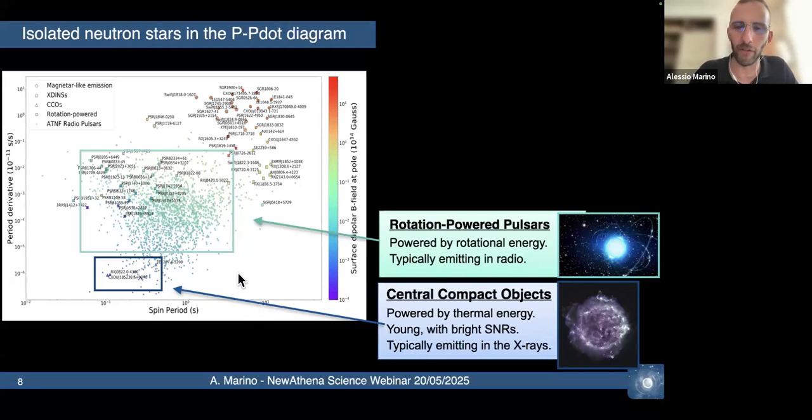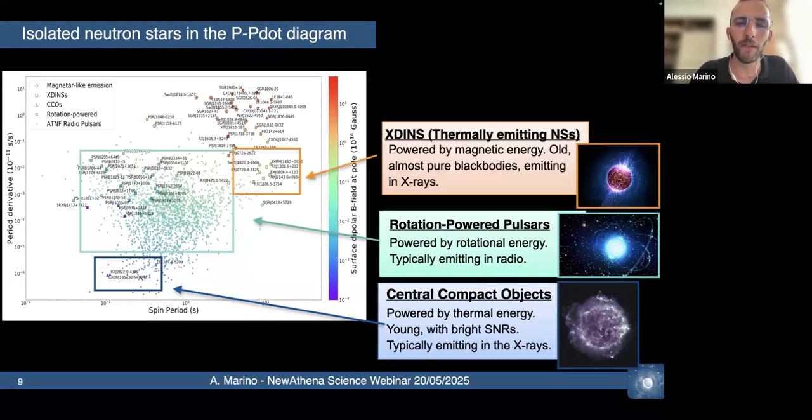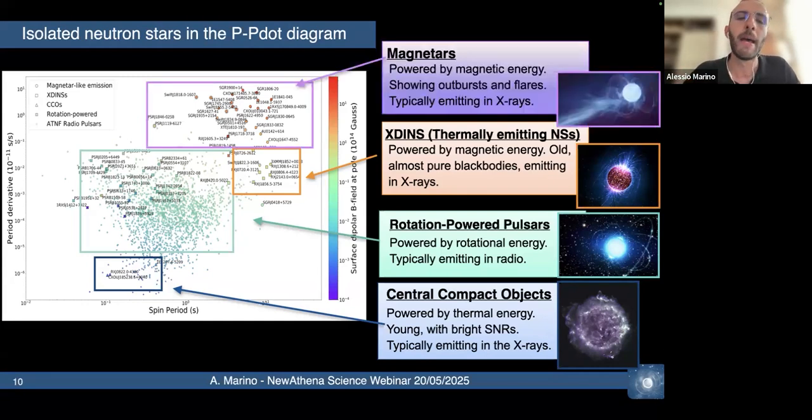We then have, going a little bit to the top of this plot, a population of so-called XDINSs. They are relatively high magnetic field neutron stars, still powered by their magnetic energy, but they emit pure black body spectra. They mainly emit in X-rays, and they're all in our neighborhood with distances below 1 kiloparsec. And they're thought to be the descendants of magnetars, which are the last class I'm going to talk about.